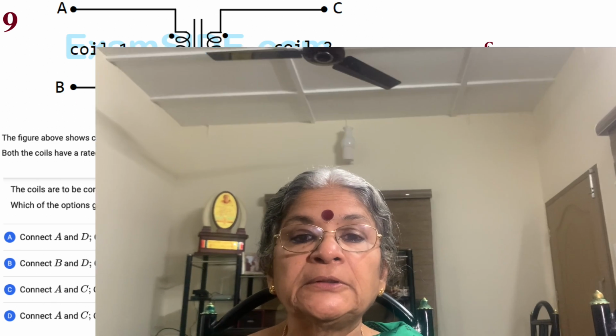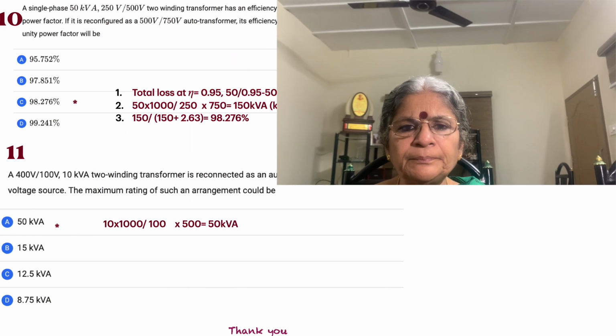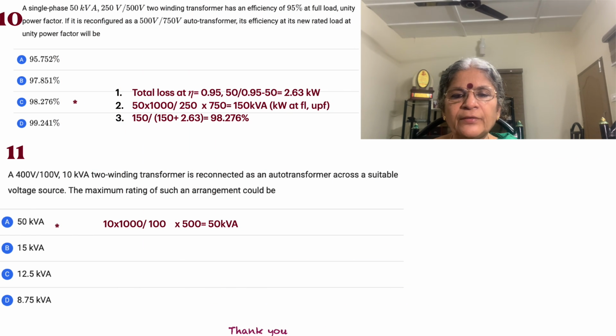That's all. Let's see the 10th problem. A single phase 50 kVA 250 by 500 volt two winding transformer has an efficiency of 95% at full load.